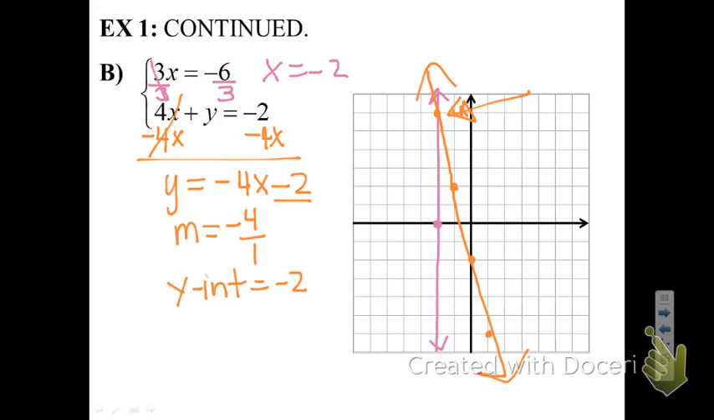And notice that right here is where they intersect. We need to identify that. We call that one solution. And I'll write it above again. And it's located at (-2, 6).